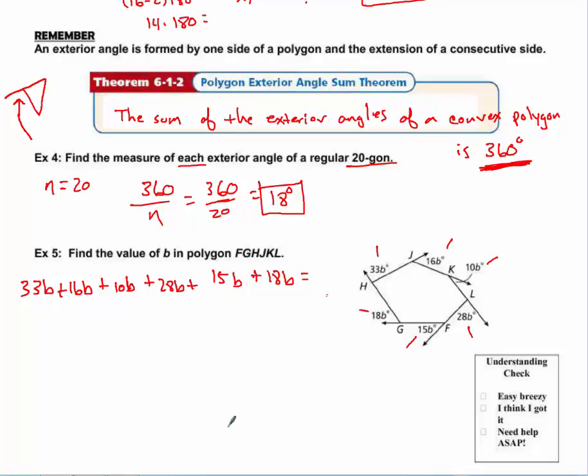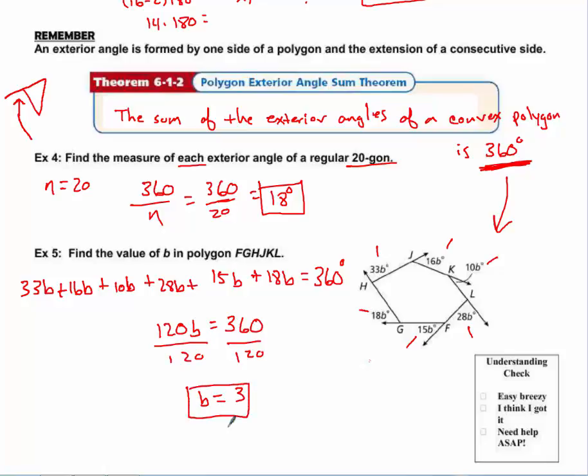So we added all those angles up. They should equal 360 degrees. When we combine our like terms, we get 120b equals 360. Divide by 120, and we get b equals 3. Now, all it told us to find was the value of b. If we needed to know the angles, we could plug b back in. And if we plugged b back into each one of these, we would see that they all add up to 360 degrees.